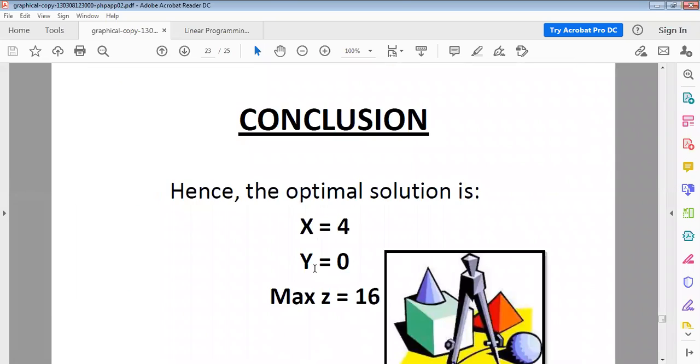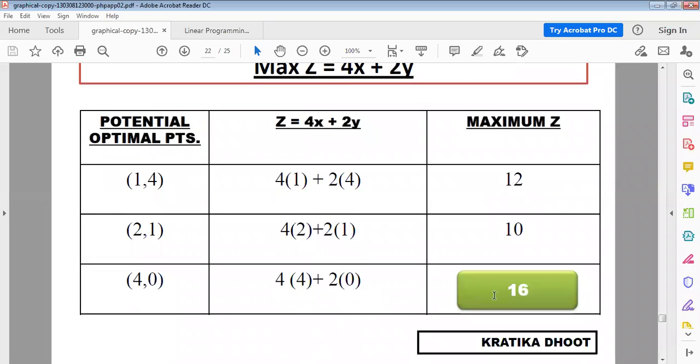Okay, hence the optimal solution will be what? x equals 4, y equals 0, and the maximum z will be obtained at 16, at the point (4, 0).